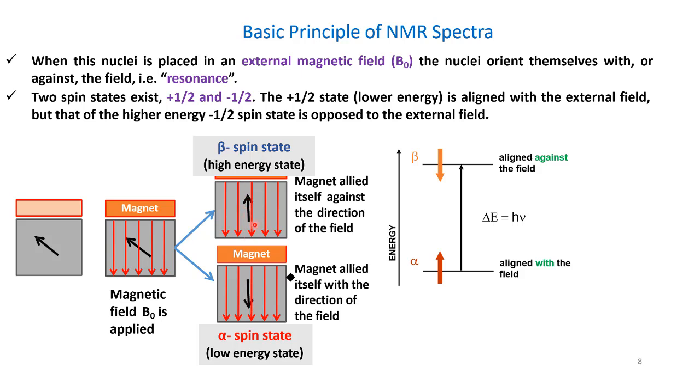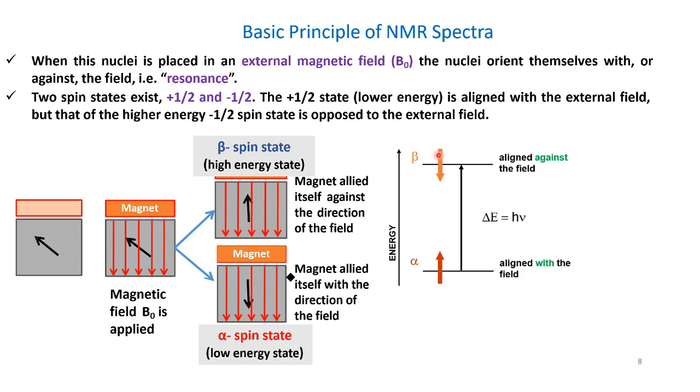If it is against the magnetic field, then it is called beta spin state. That is the high energy state. You can see in the energy level diagram here, the beta spin will be the higher state. However, if the spin of the nuclei is aligned with the direction of the field, then it is called alpha spin. This is the low energy state, so the alpha spin we can get at the lower energy level.